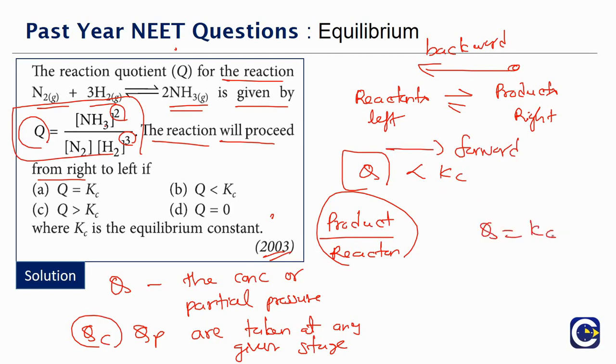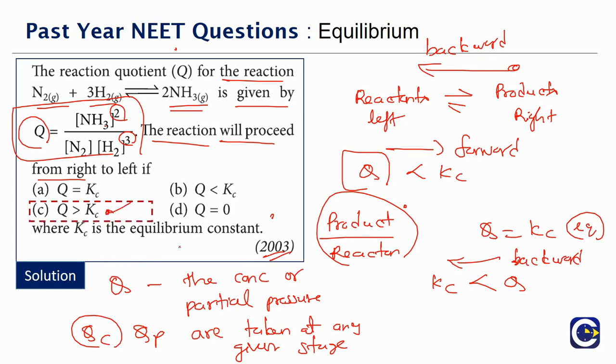At equilibrium Q will be equal to Kc, meaning we already attained the same proportion as the equilibrium concentrations. If we have Q more than Kc, the product amount is in higher proportion than what is at the equilibrium stage, and that will happen because of adding more product, etc. So from that stage, the reaction must proceed in the backward direction. So the scenario for the reaction to proceed from right side to left side is Q more than Kc. So the correct answer is option C.